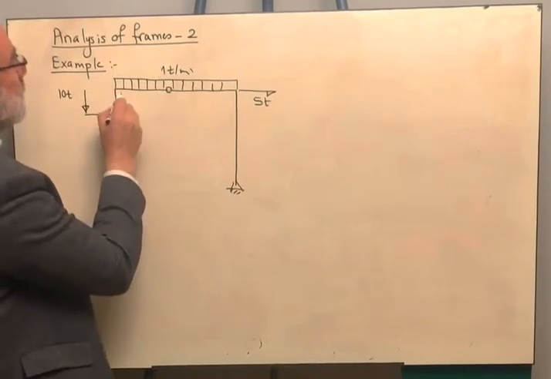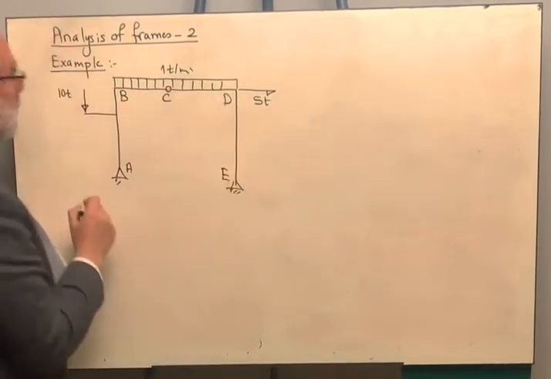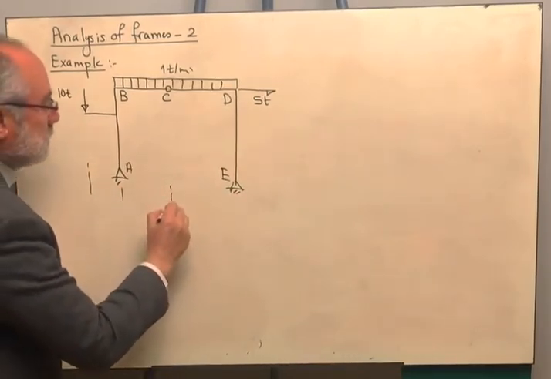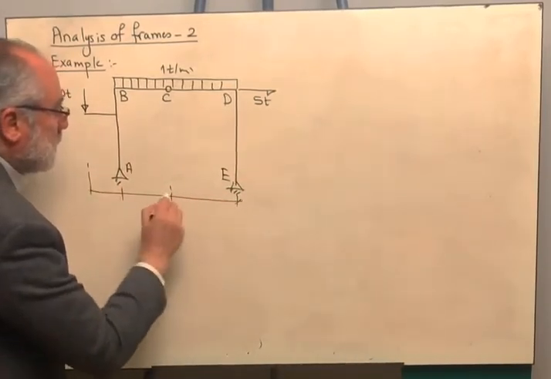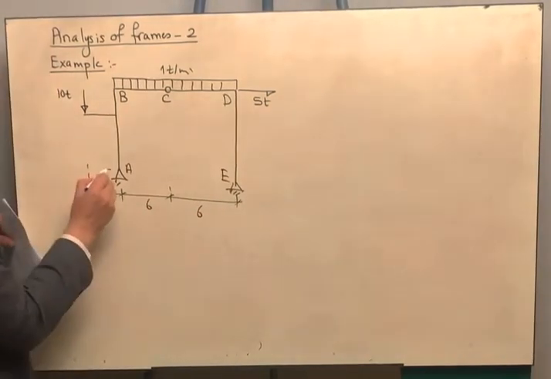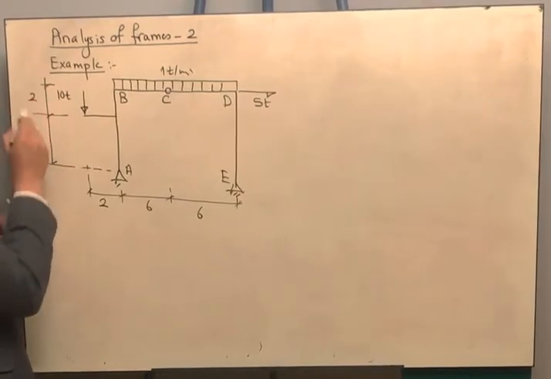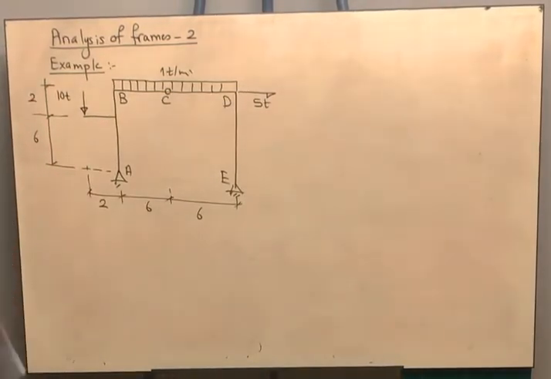Assuming that this is point A, B, C, D, and E. These distances, this is 2 meters, 6 meters, 6 meters, and this distance here is 2 and 6.